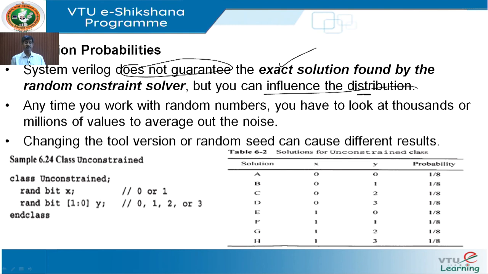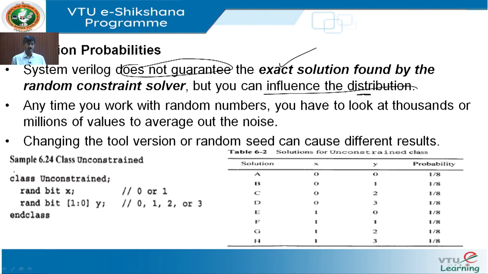Any time you work with random numbers, you have to look at thousands or millions of values to average out the noise. The values vary, and they will be put into a system to check these thousand values across different solutions or different constraint solution values. Changing the tool version and the random seed can also cause different results.